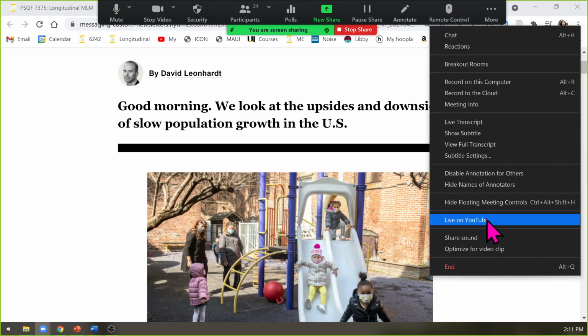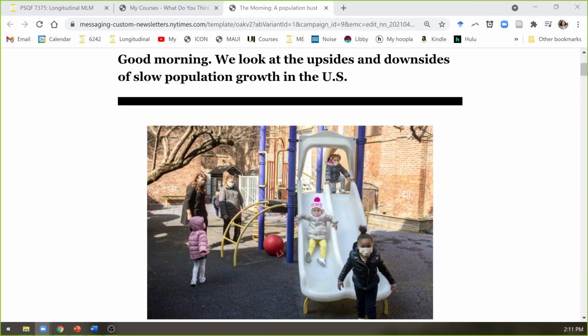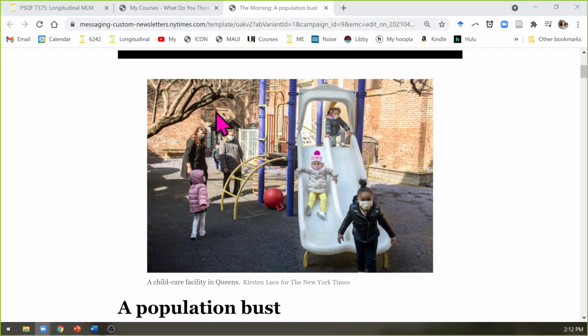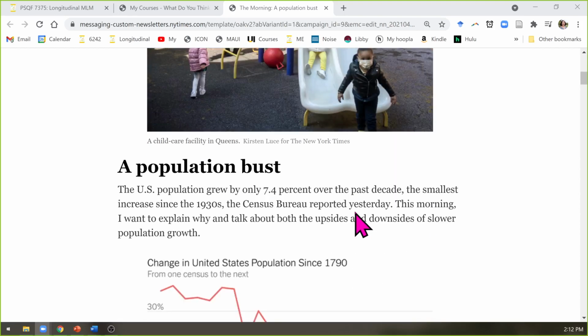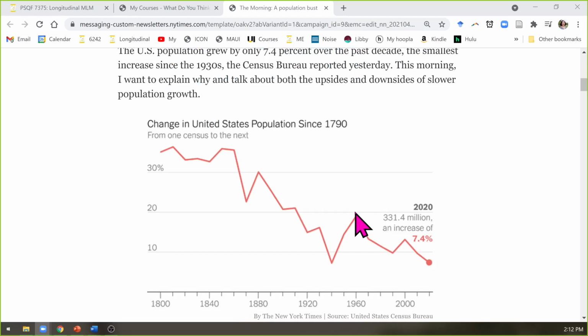This is the New York Times. So each morning I get a newsletter that says, basically, a summary of what's happening. And the first headline here: we look at the upsides and downsides of slow population growth in the United States. So here's the obligatory picture of adorable children. And then we get to the story. And here is the chart that they had in here.